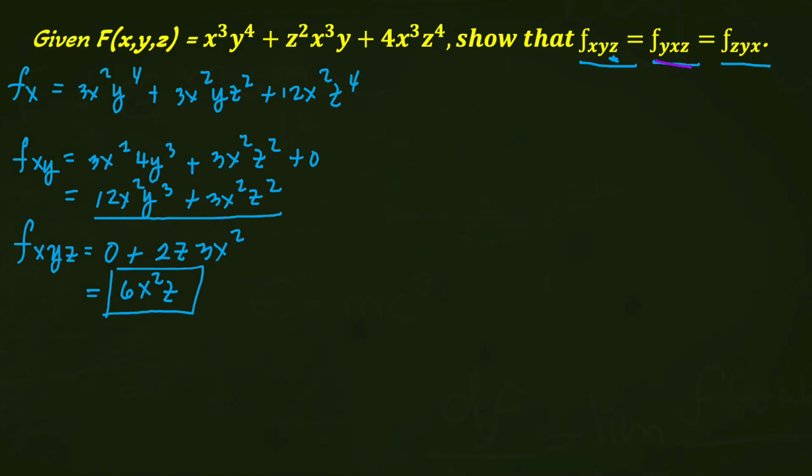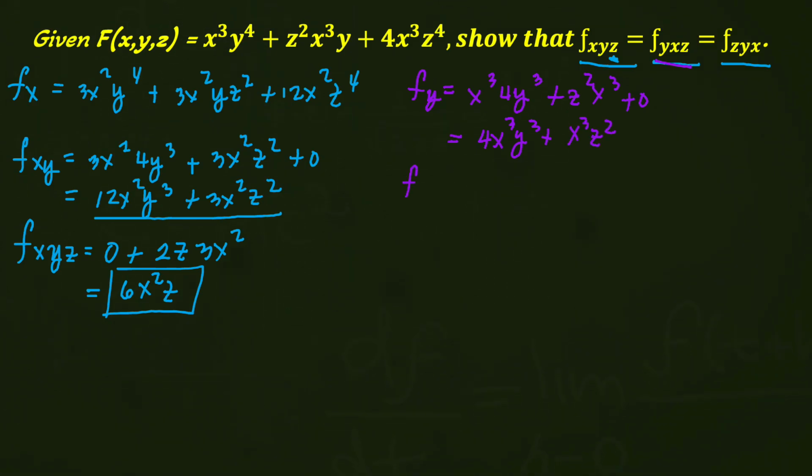Our next step here is to find the value of f sub yxz. So we need to start first with f sub y. And to find f sub y, we'll be using the original function here, which is equal to x cubed 4y cubed plus z squared x cubed plus 0. Simplifying, this will be equal to 4x cubed y cubed plus x cubed z squared.